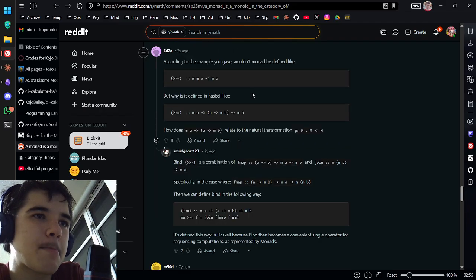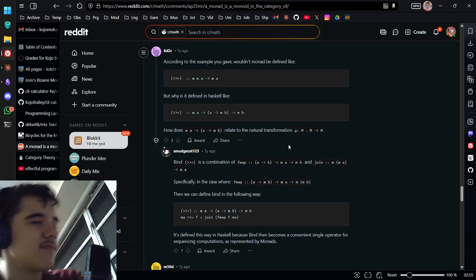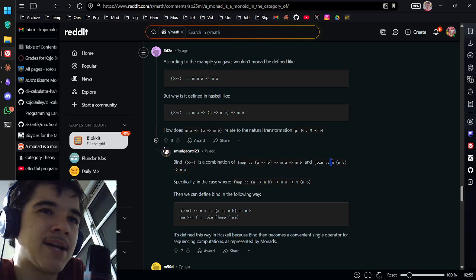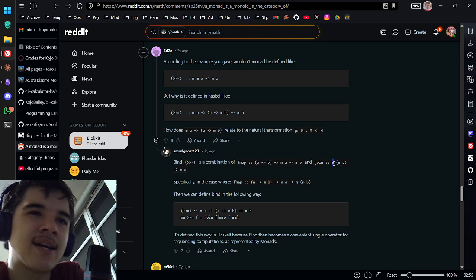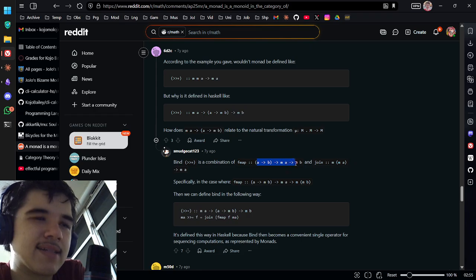Hmm. So bind combines fmap and join. Join takes a monoid of a monoid of A and fattens it. Sure. I don't know if that's a monoid per se, but yeah, like a type of type. And in this case, they're using M instead of F, which is interesting.